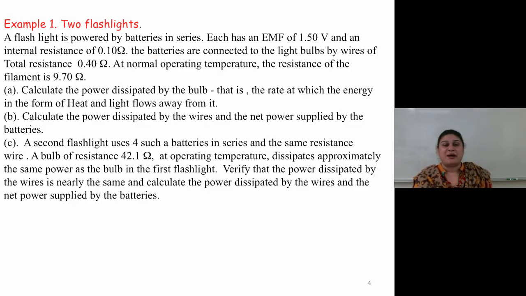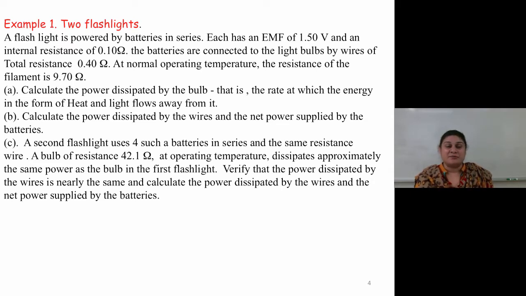A flashlight is powered by batteries in series. Each has an EMF of 1.5 volts and an internal resistance of 0.1 ohm. The batteries are connected to the light bulb by wires of total resistance 0.4 ohm. At normal operating temperature, the resistance of the filament is 9.7 ohms. Calculate the power dissipated by the bulb, that is, the rate at which energy in the form of heat and light flows away from it. Calculate the power dissipated by the wires and the net power supplied by the batteries.